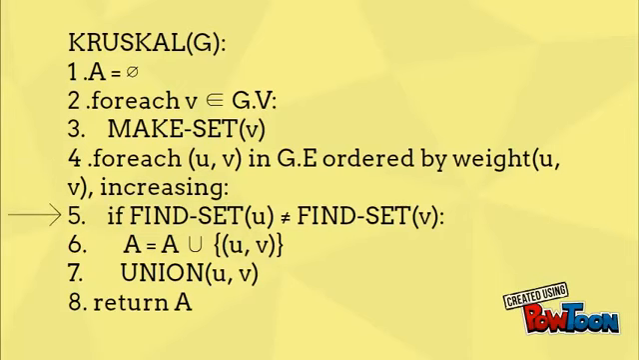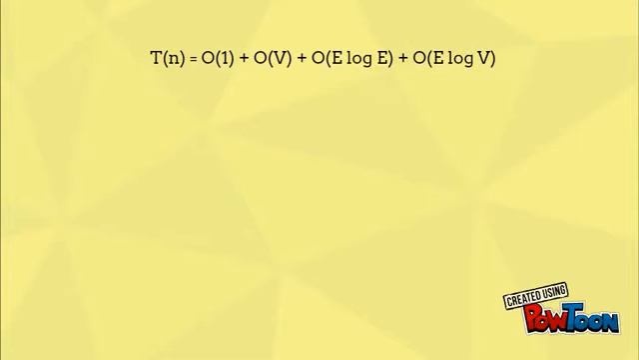Now we run the findSet operation on the vertices. This takes log V time complexity as we will be using binary search. We will be doing this for E edges, hence the total complexity is E log V. We will now be discussing the recurrence relation T of n is equal to O of 1 plus O of V plus O of E log E plus O of E log V. However, O of 1 and O of V are negligible. Hence, T of n is equal to O of E log E plus O of E log V.